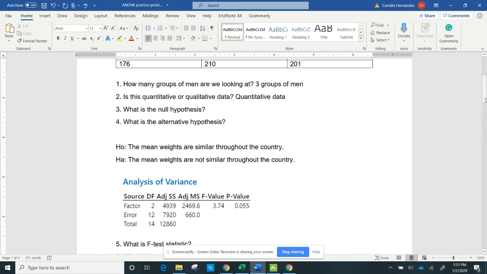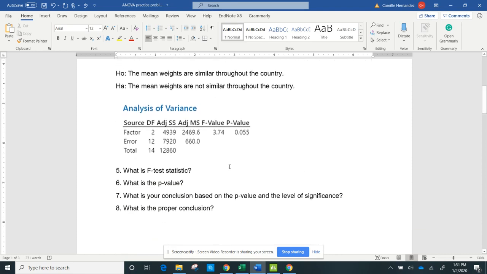Okay. So my F value is 3.74 because it's right here in this picture. My P value is 0.055. Okay. So my p-value based on my level of significance, 0.055 is greater than 0.05. And again, if you're having a hard time seeing this, just add another 0 to make the decimal places equal. So because 0.055 is greater than 0.050, I'm going to do fail to reject the null.